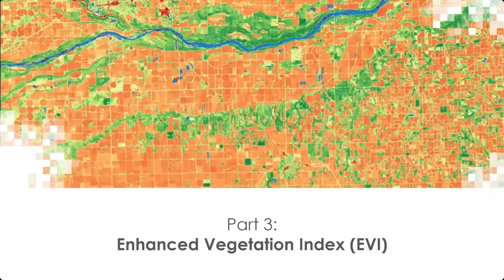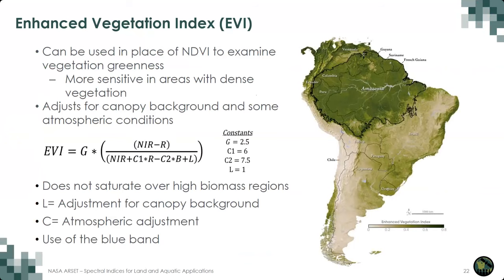And now our third and final index we will discuss today is the Enhanced Vegetation Index, also called the EVI. EVI is another measure of vegetation health, and it can be used in place of NDVI to examine vegetation greenness as it is more sensitive in areas with dense vegetation. It is particularly useful in regions with high biomass because the NDVI can oversaturate or hit a maximum value in these regions, whereas the EVI has a higher threshold and can identify more subtle differences in these regions.